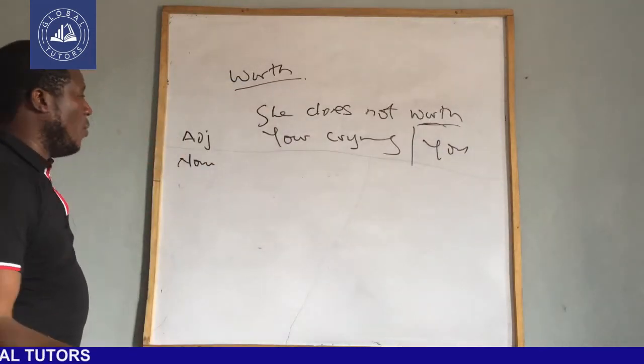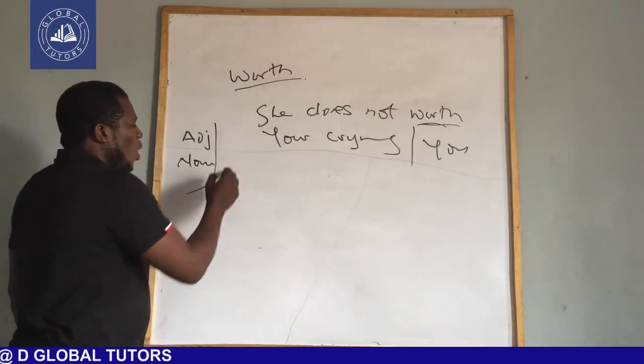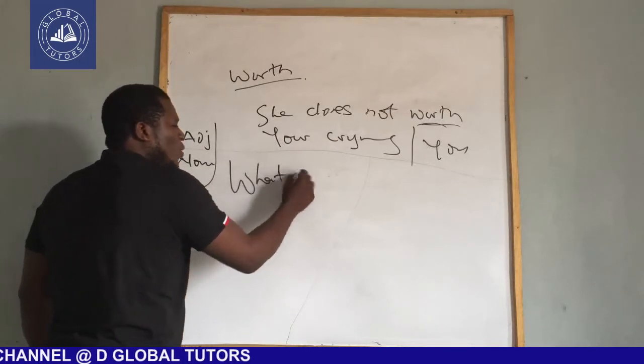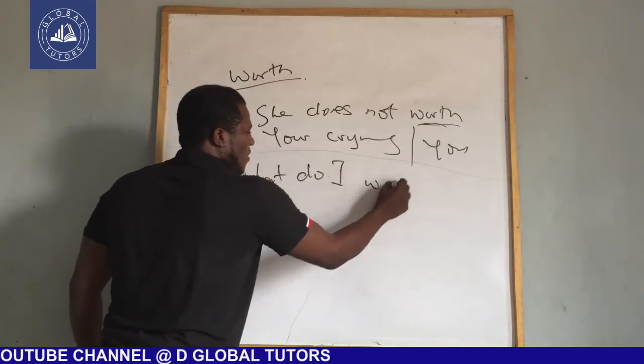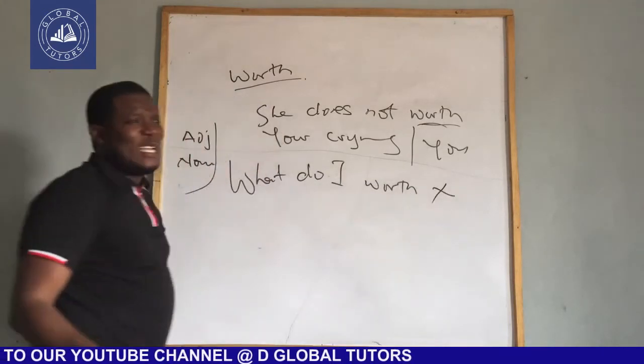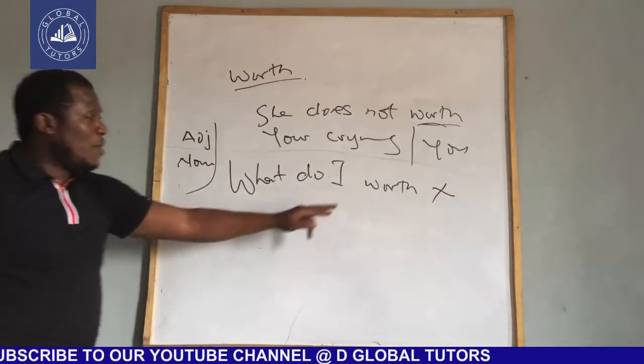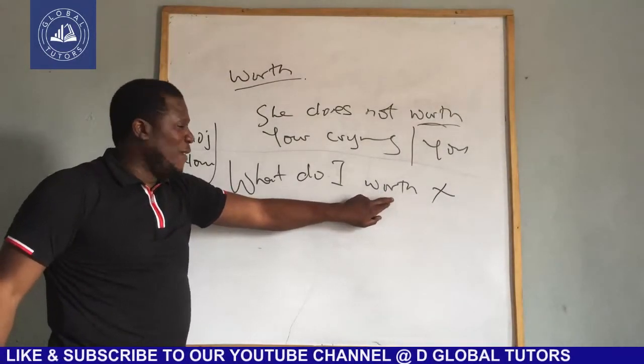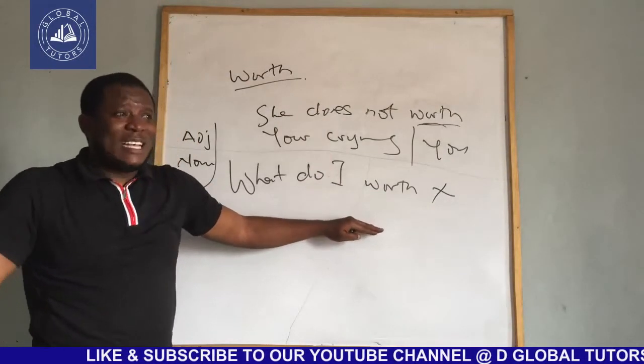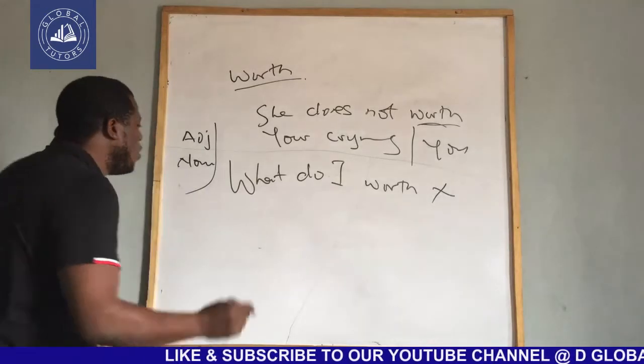Now, why is this so? For example, somebody will say, "Look at me very well. What do I worth?" They think they are saying it right, but they are not. Because worth here is an adjective, in these two examples, it has been used as a verb. So they are wrong. So how do we use it?